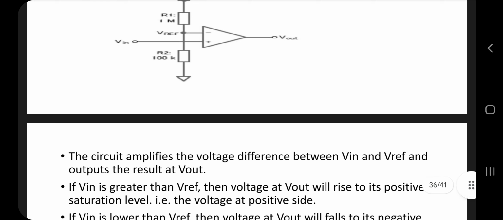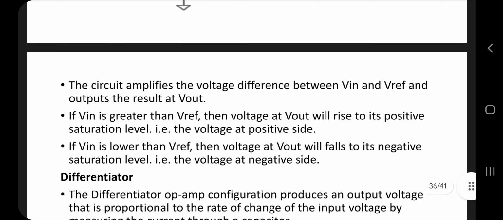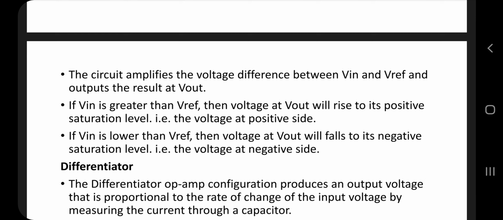If Vin is greater than Vref, then the output voltage Vout will rise to its positive saturation level, that is the voltage at the positive side. If Vin is lower than Vref, then the output voltage Vout will fall to its negative saturation level, that is the voltage at the negative side.